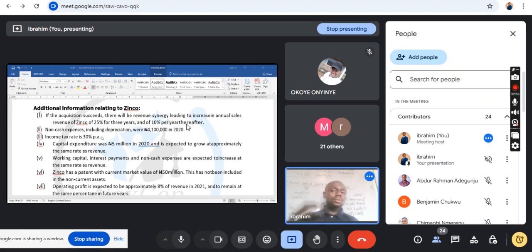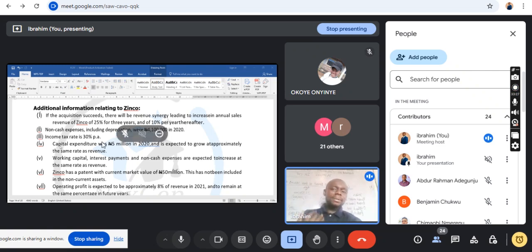So they are talking about 3 years now. If they acquire Zinco, the revenue given to us will increase 25%. Annual sales revenue of Zinco of 25% for 3 years, right? Now, and 10% per year thereafter. Don't forget, if they say something is 10% thereafter, that is infinity. You don't know, 10% per year to infinity.